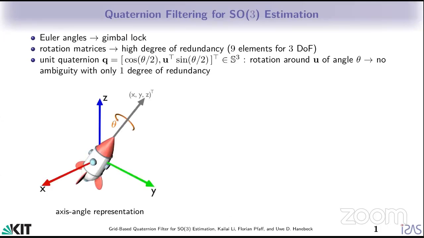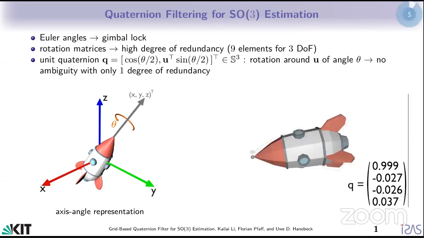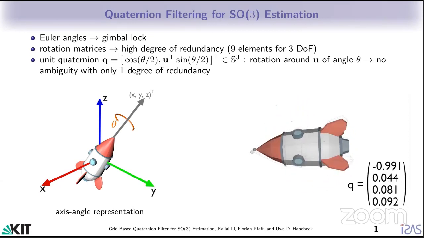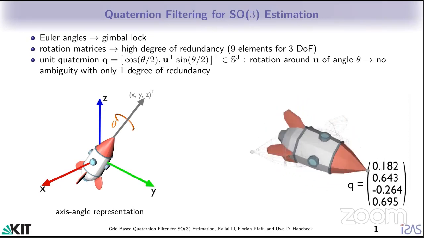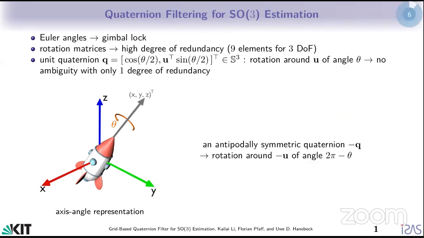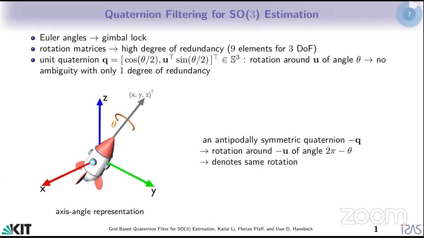As a reparameterization of the axis angle representation, unit quaternions can be formulated as 4-dimensional vectors, resulting in only 1 degree of redundancy and no ambiguities. A quaternion is composed by a rotation angle theta around the axis u, which is a unit vector. Thus, it naturally locates on the 3-dimensional unit hypersphere. Moreover, an antipodal symmetric quaternion indicates rotation of 2 pi minus theta around an axis of opposite direction. Therefore, they denote the same rotation.